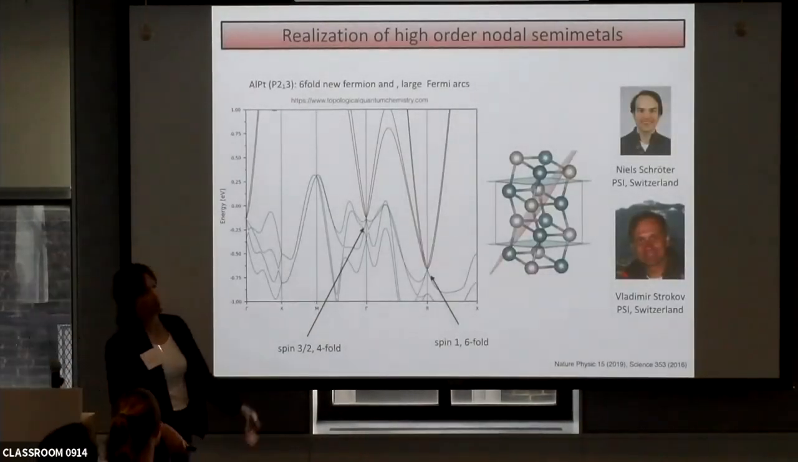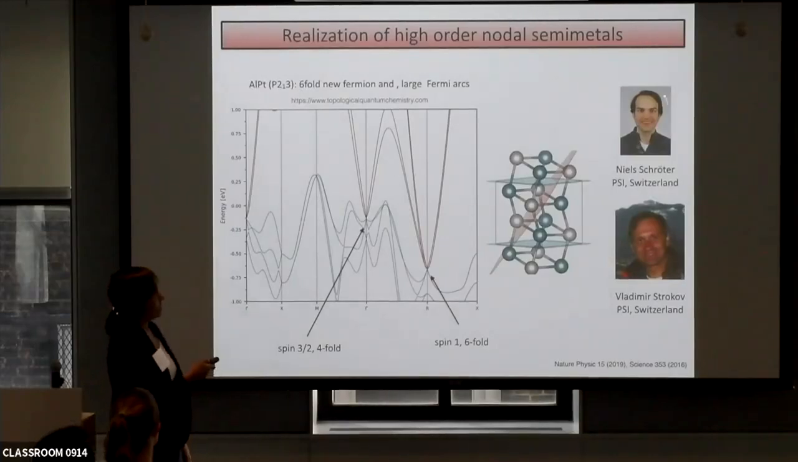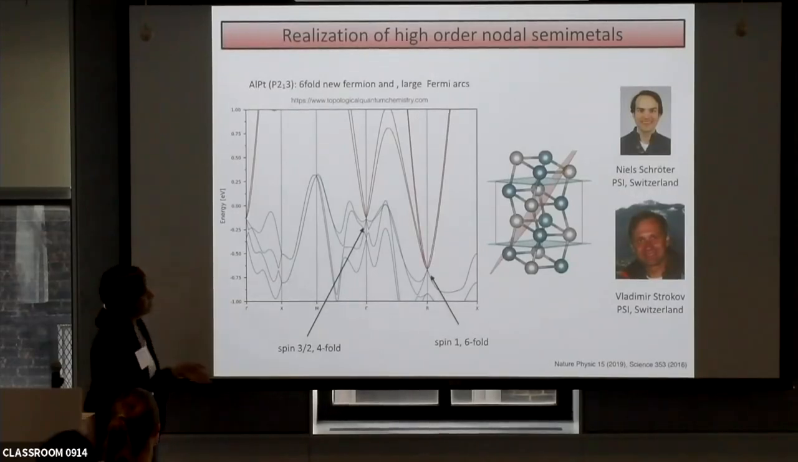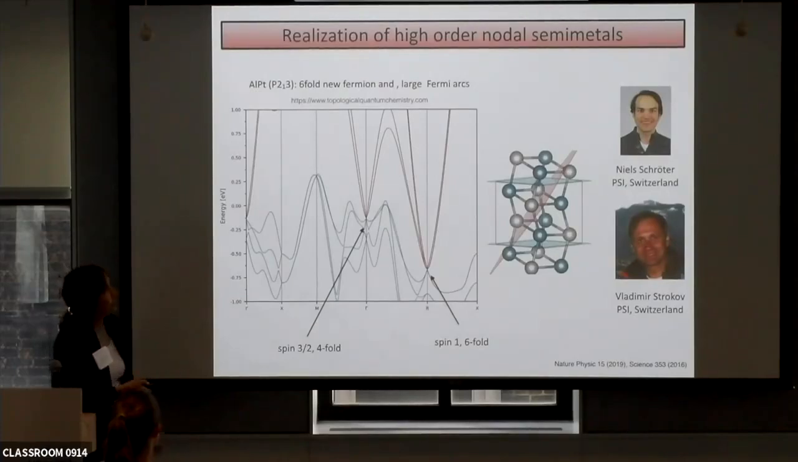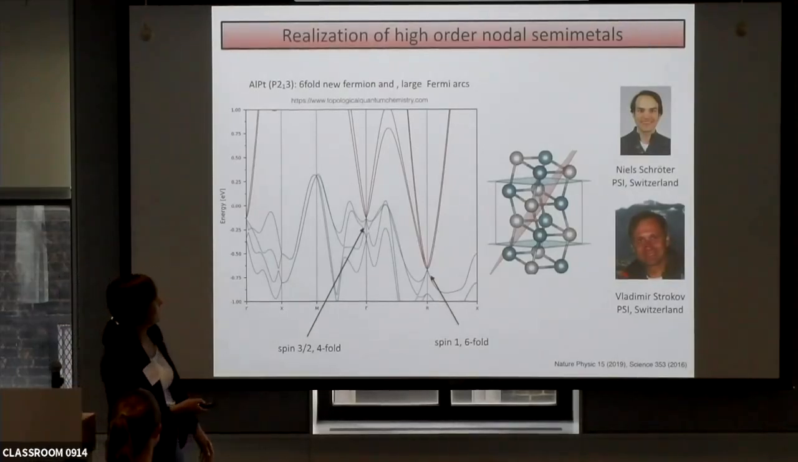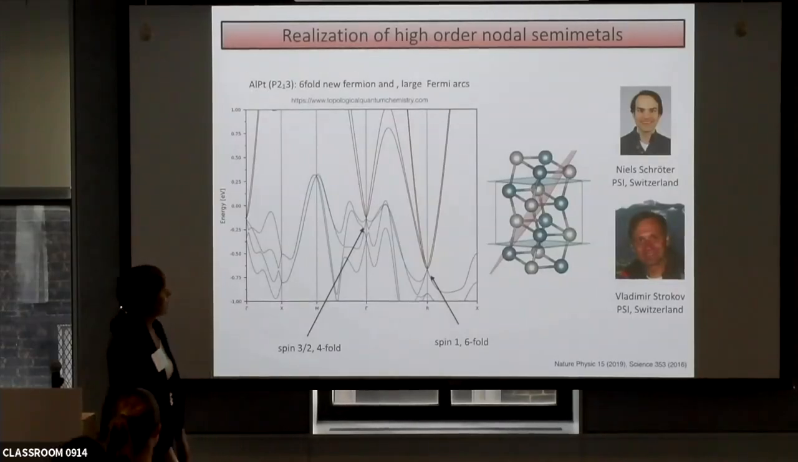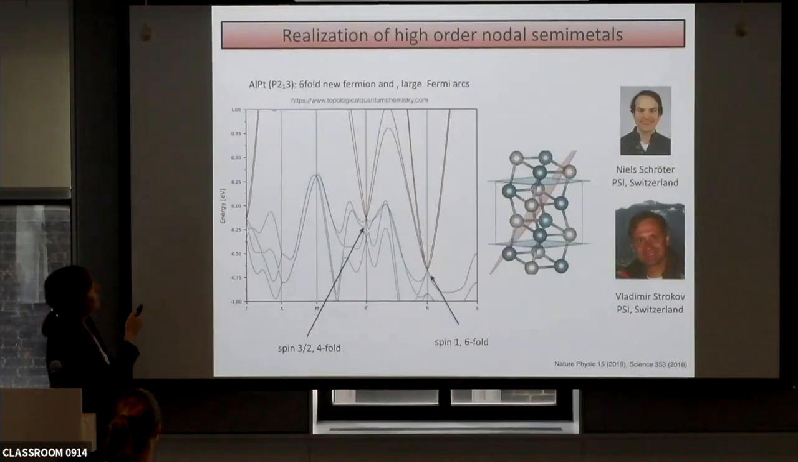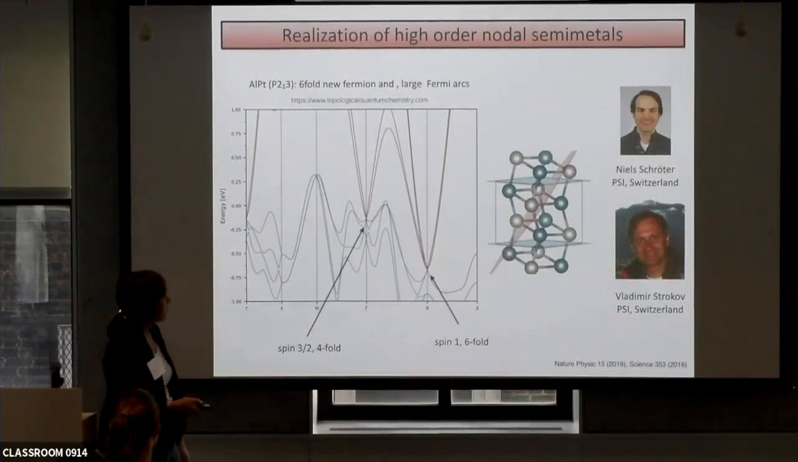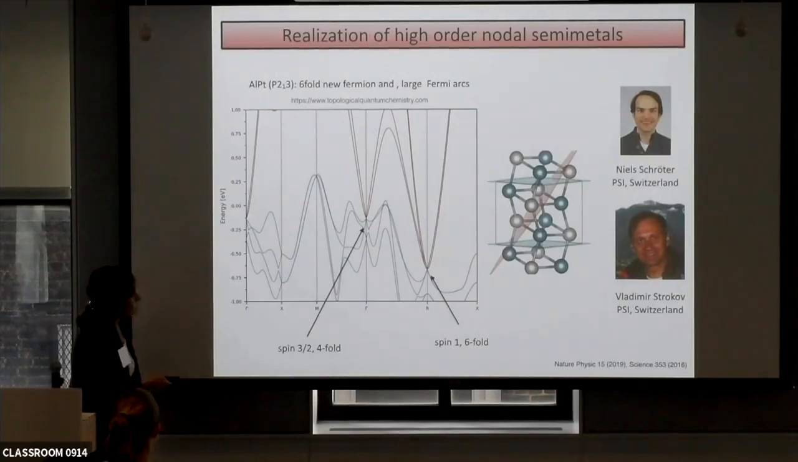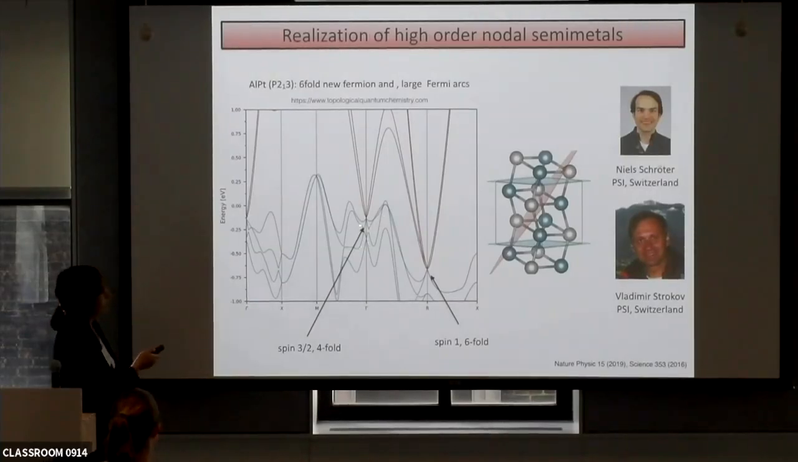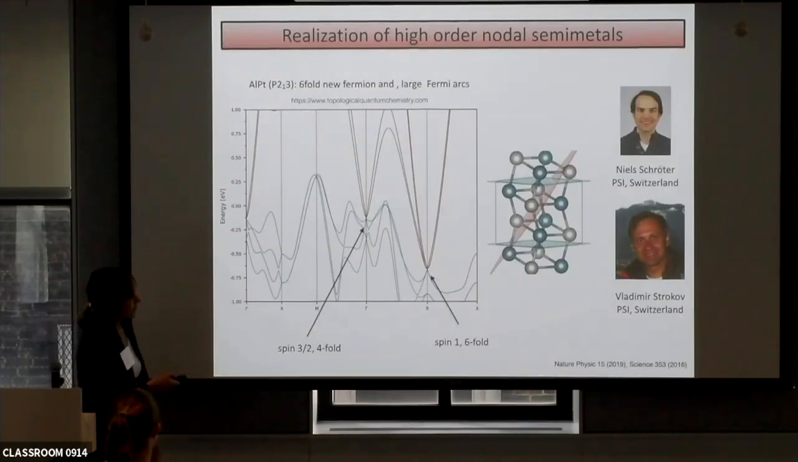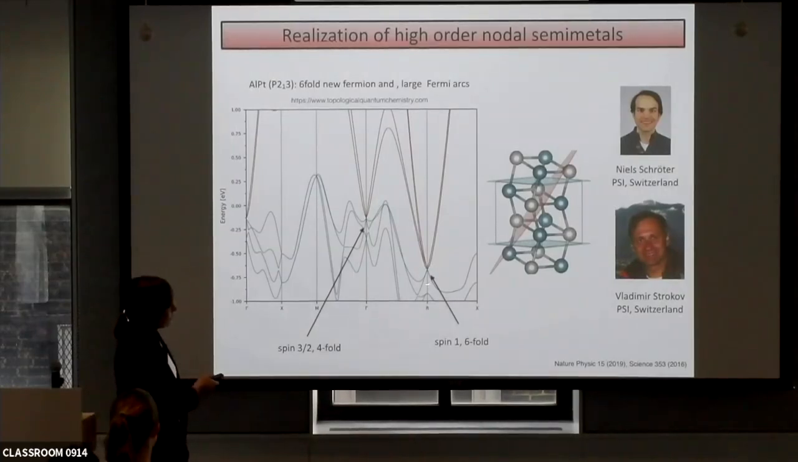the experimental realization. So this was basically motivated by Niels, and I'm sure he will talk more about this material and what are the physical amazing properties behind, but I'm going to give you some insight on the first material that was predicted in our original work and was proved experimentally. So it was aluminum platinum. It was grown in the group of Claudia Felser, and this is the band structure. At the gamma point, we have a spin-3/2 fourfold crossing, and at the R point, we have a spin-1 sixfold crossing.